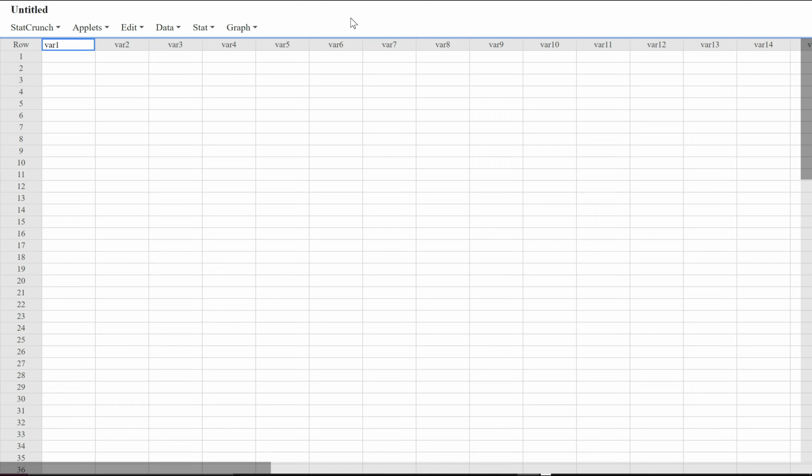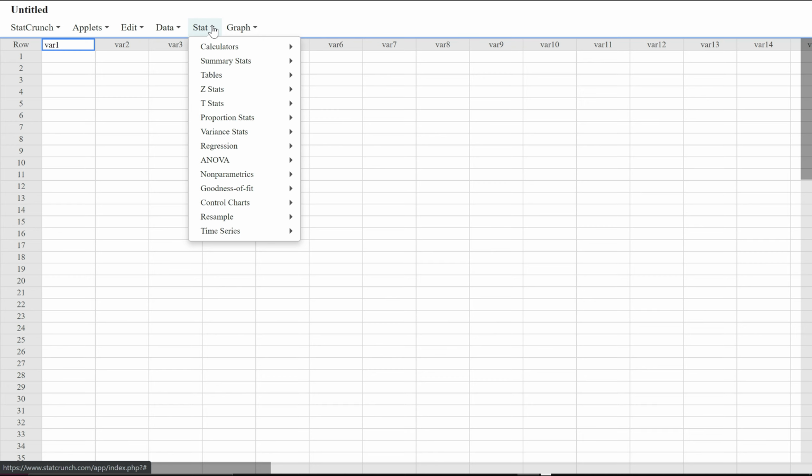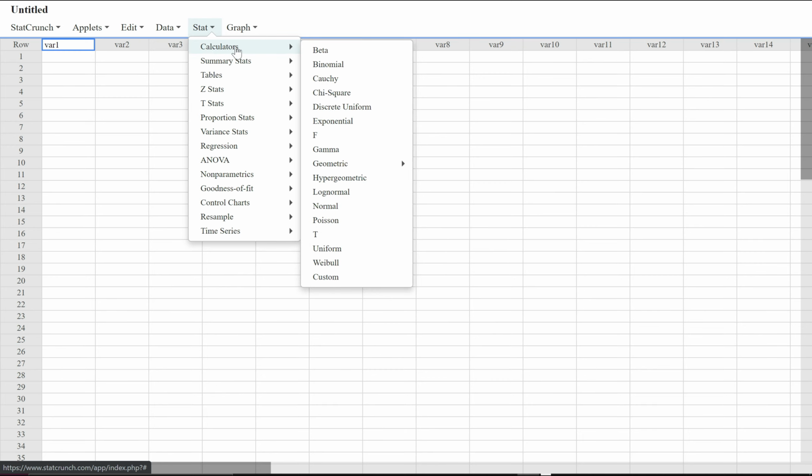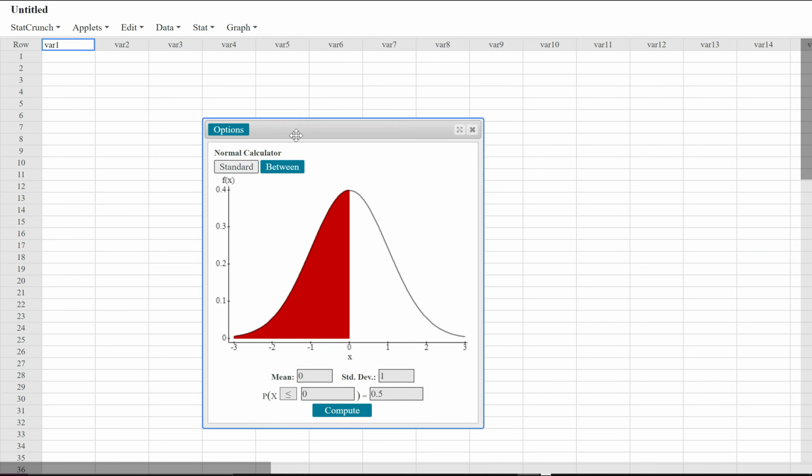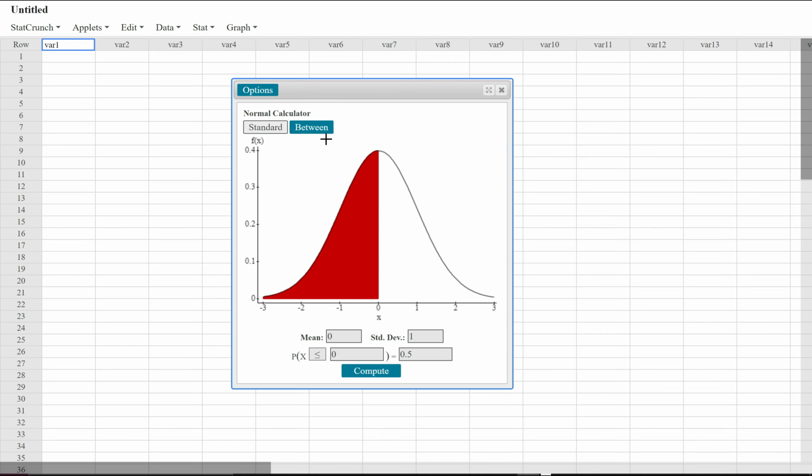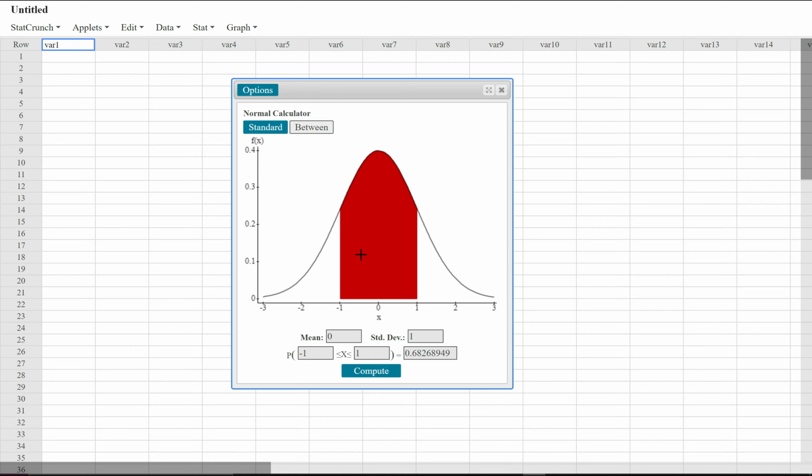The table was a nice way to work through the problem. However, we can also use technology. The technology that I'll choose here is StatCrunch. So let's go to the Stat tab, Calculators, and then just go down to Normal. So here's our normal calculator. We can either choose the standard, which gives us values that are less than our value in question, or we can choose between to get the area in between two values.